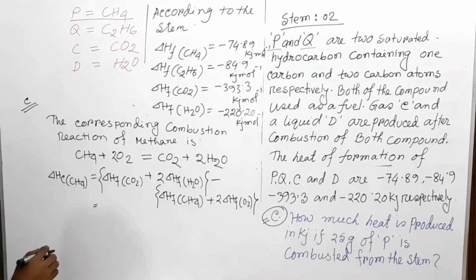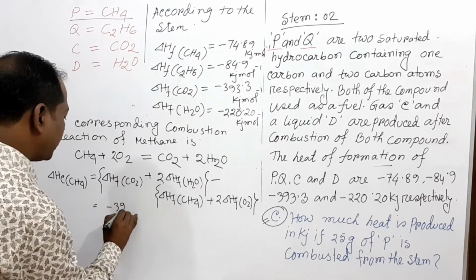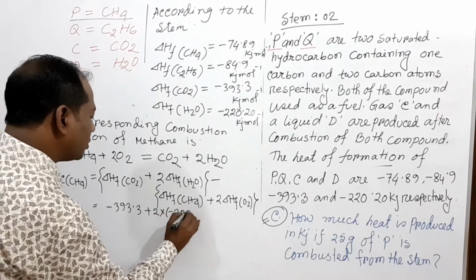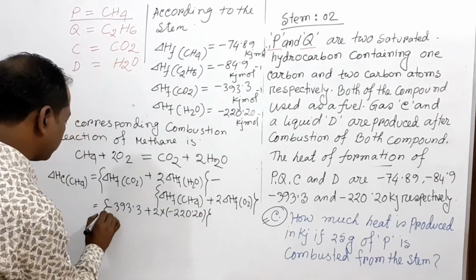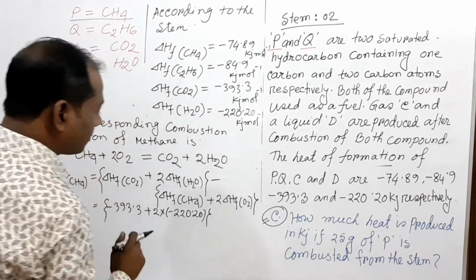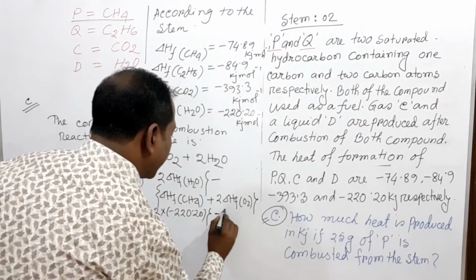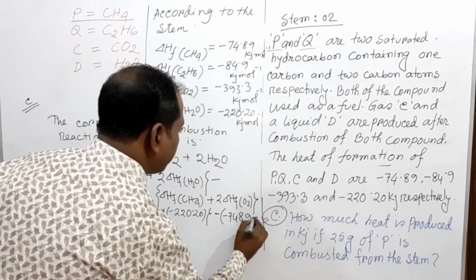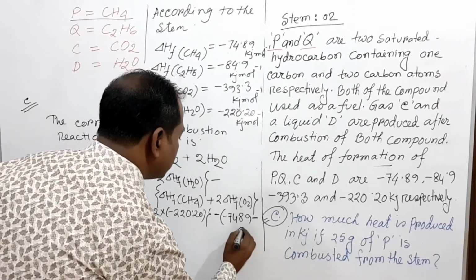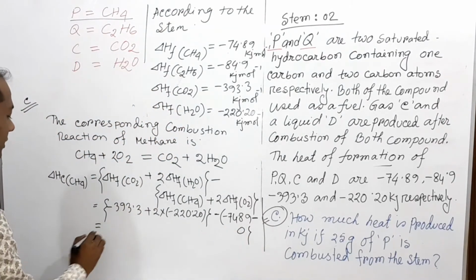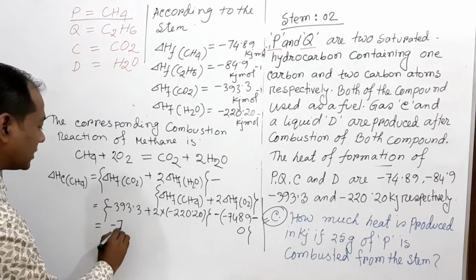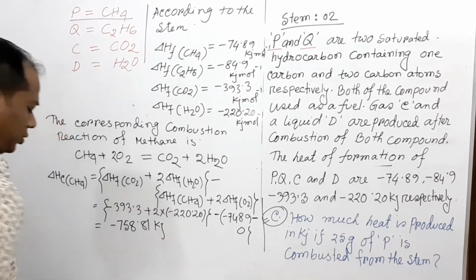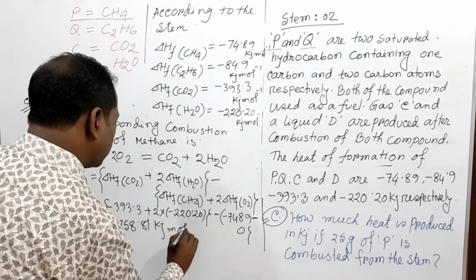Here the value for carbon dioxide is minus 393.3 plus 2 times minus 220.20, and the formation enthalpy of methane is minus 74.89, minus the formation enthalpy of oxygen, which equals 0. We get the value minus 758.81 kilojoule per mole.